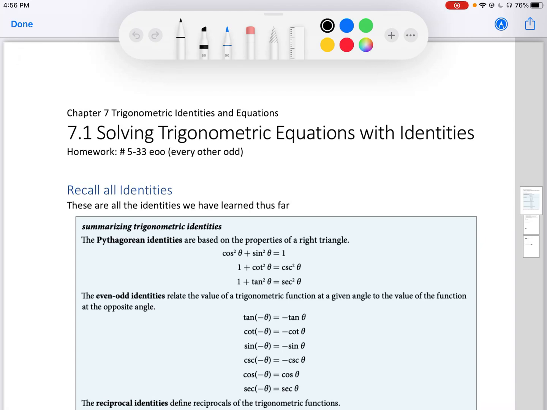Section 7.1, Solving trig equations with identities. Your homework is 5 through 33, every other odd.